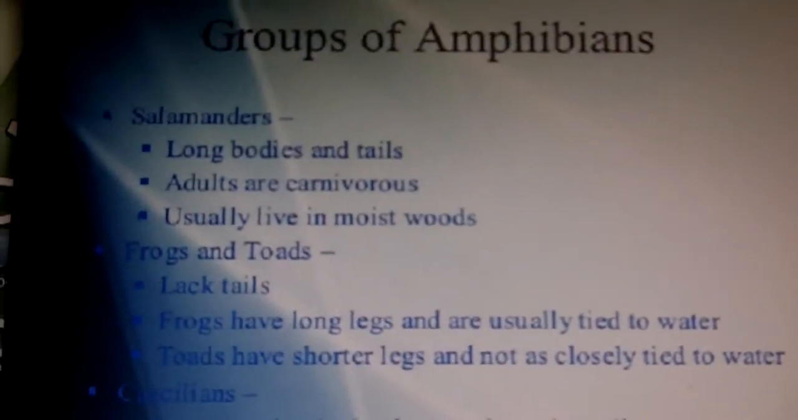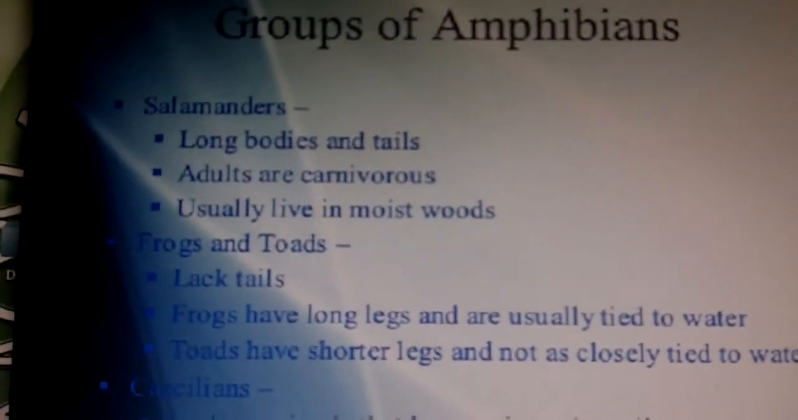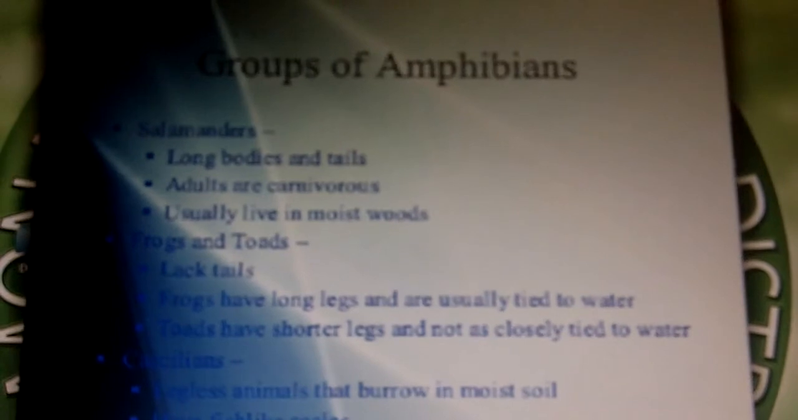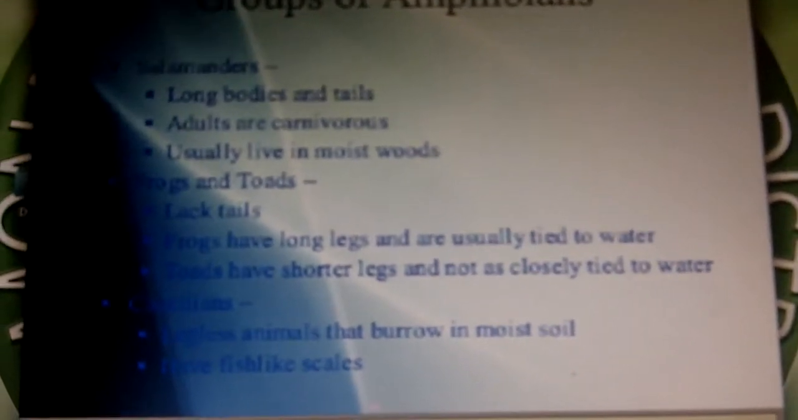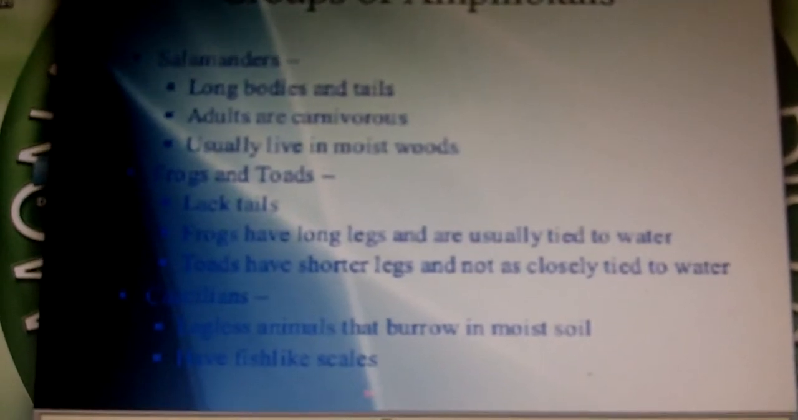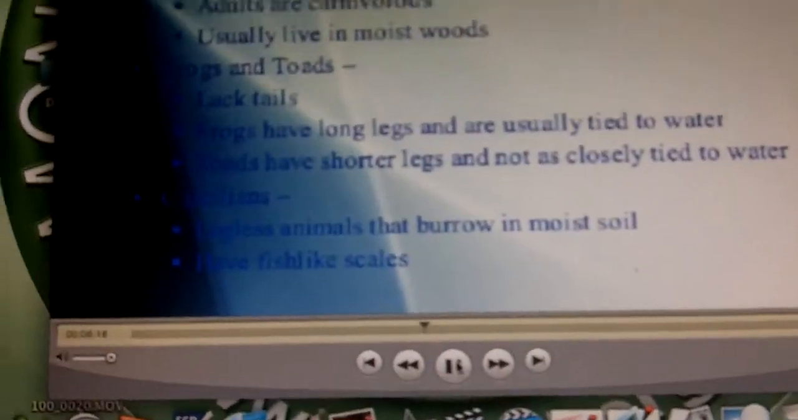Now groups of amphibians: salamanders, frogs and toads, caecilians. Okay, salamanders. They have long bodies and tails. Adults are carnivorous, meat eaters. Usually live in moist woods. Next category, frogs and toads. Frogs and toads lack tails. Frogs have long legs and are usually tied to water. Toads have shorter legs and are not as closely tied to water. Caecilians. Legless animals that burrow in moist soil.